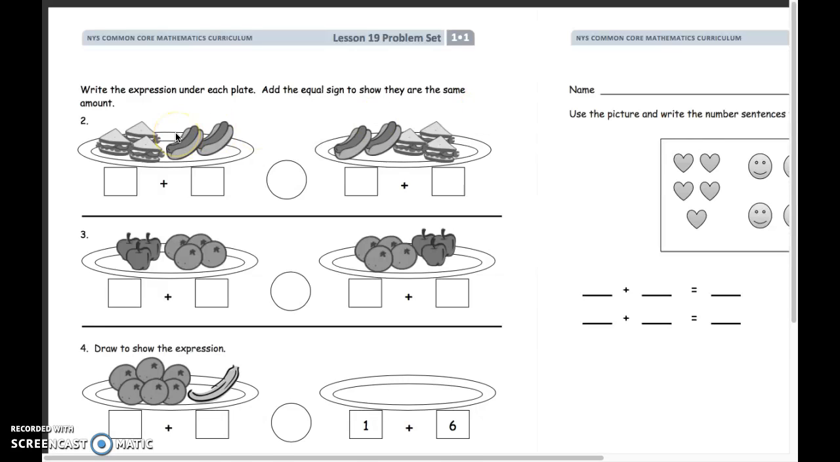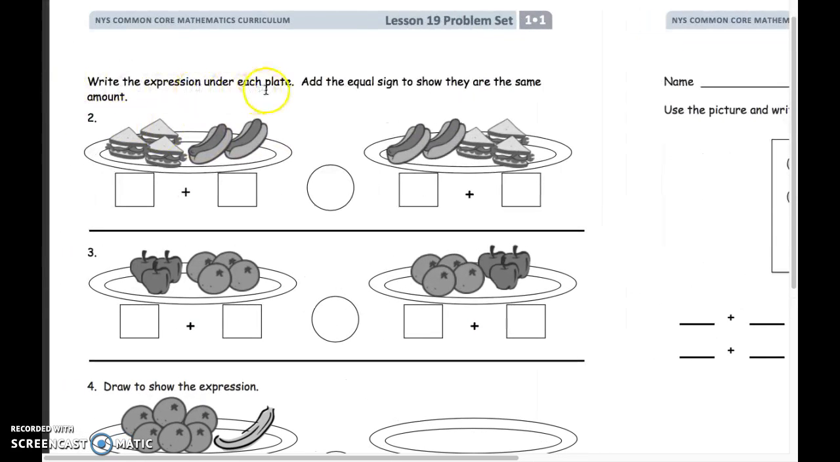For number 2, it says write the expression under each plate. Add the equal sign to show they are the same amount. So you have 3 sandwiches and 2 hot dogs, 2 sandwiches and 3 hot dogs, or 2 hot dogs and 3 sandwiches. So I know that 3 and 2 is the same as 2 and 3, so right here I'm going to put an equal sign.